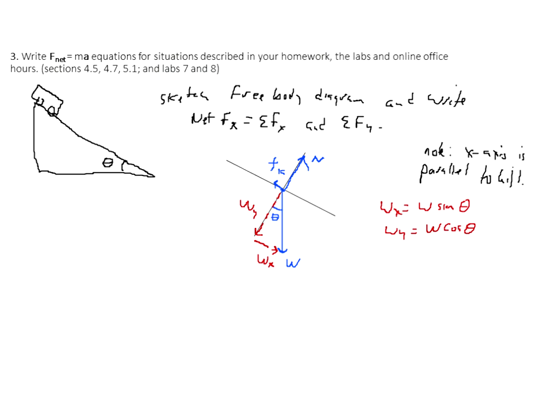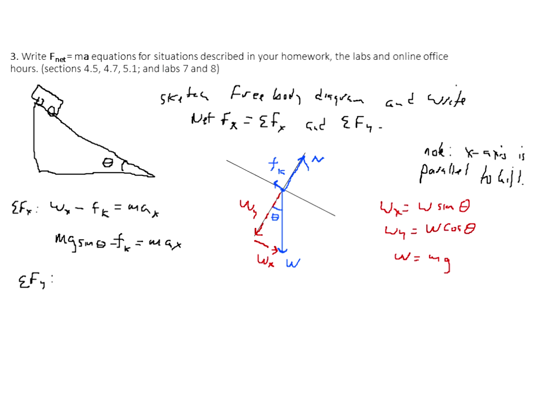So then writing the equations, sum of the forces in the x direction, we're going to have Wx minus F sub k equals max, and we could also have written here that W equals m times g. So mg sine theta minus Fk equals max.